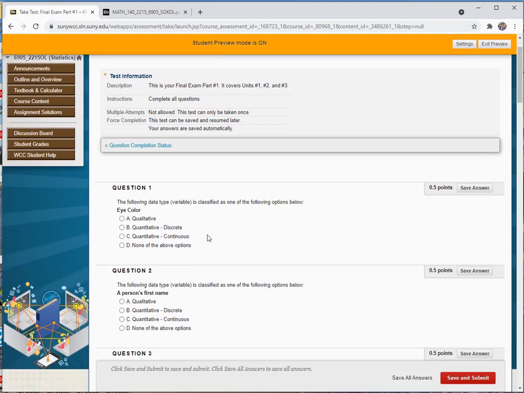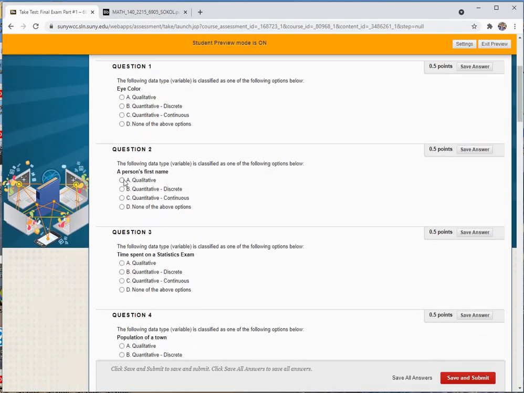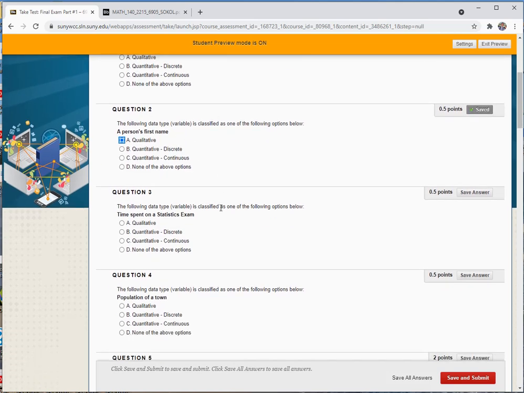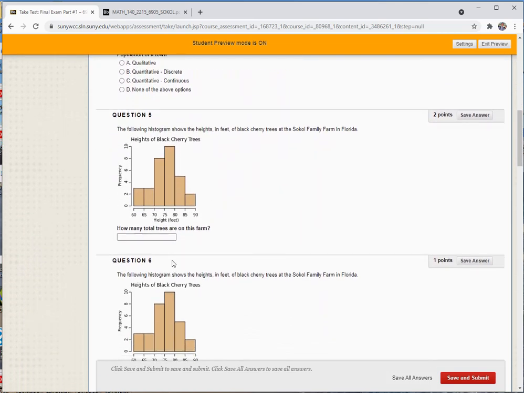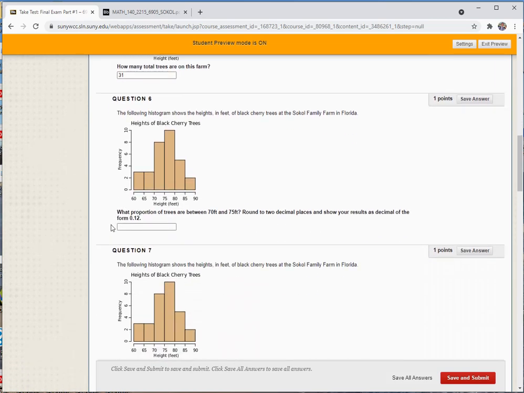The exams are a mix of multiple choice. For example, if you think the answer to question 2 is A, you would just click A right here, and then you can save your answer if you want. Some of them require you to input something, like how many total trees. You'd have to read this histogram, figure out the total, and then put in the answer here, and so on.